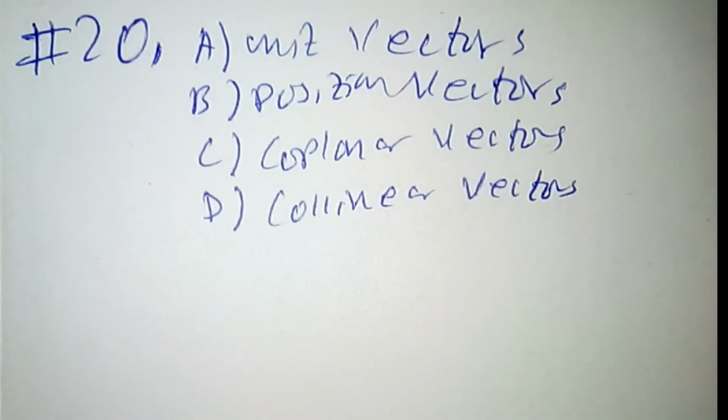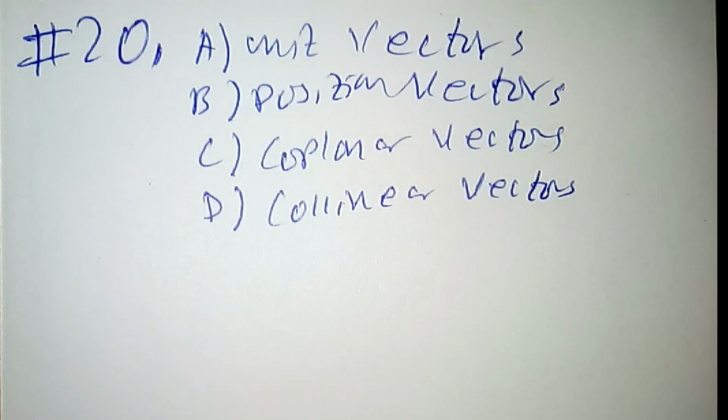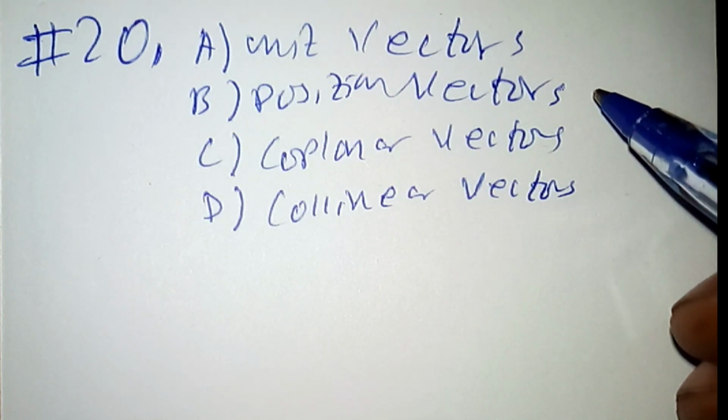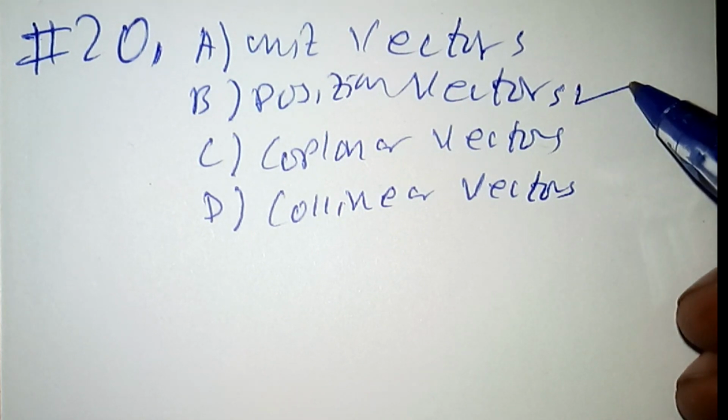The vector which represents the position of an object in relation to another object is called dash. It is obvious that the vector which represents the position of an object with respect to another object, or with respect to another point, maybe some reference point or origin, is called the position vector. So the answer is B.